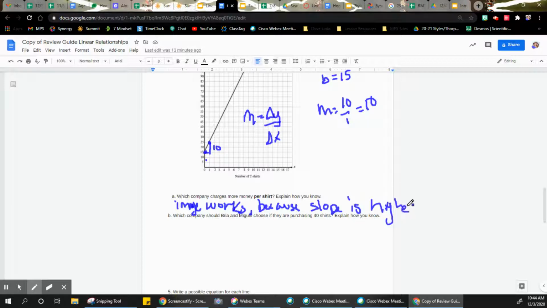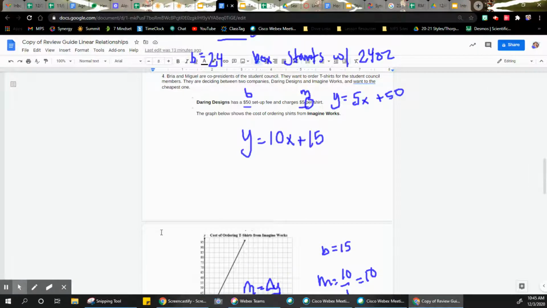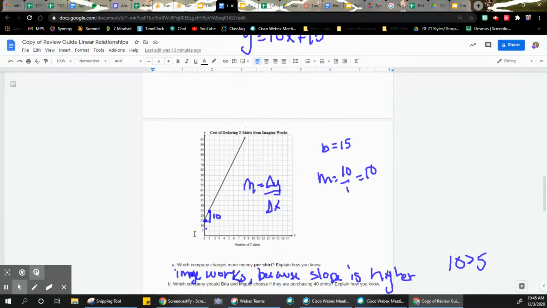And in case I wanted to double check and remember, I know that 10 is greater than 5. Okay? So which company should Bria and Miguel use if they're purchasing 40 shirts? Well, let's find out. We've got to plug in 40 for each of the equations to find out. So let's put it in.